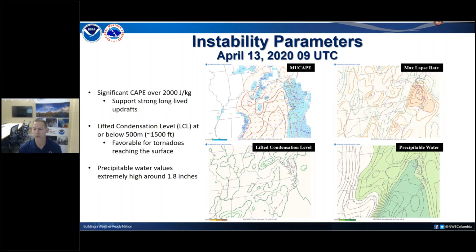And in the lower right-hand corner, this is the precipitable water. And that's basically a measure of the amount of moisture in the atmosphere. In this case, we had values up around 1.8 and 1.9 inches, which is extremely high any time of year, but especially in the springtime.